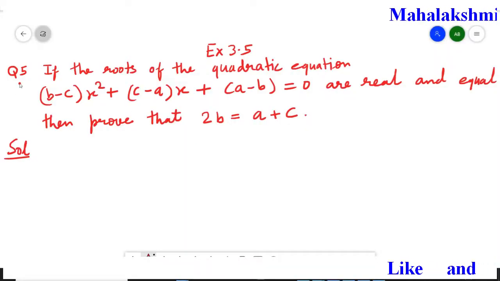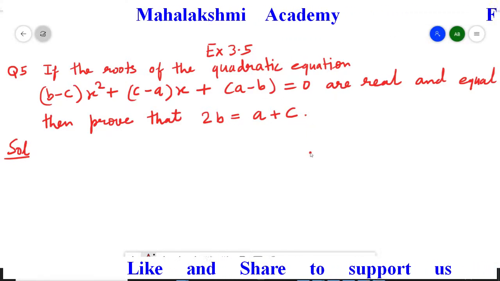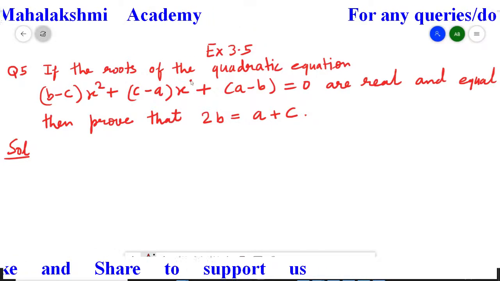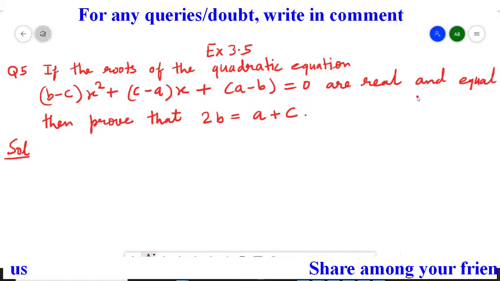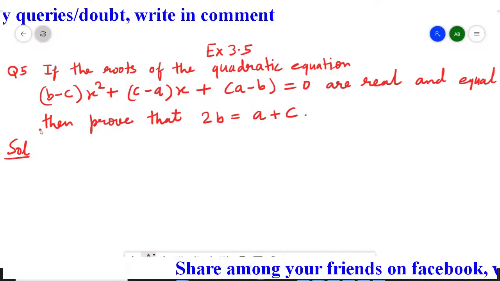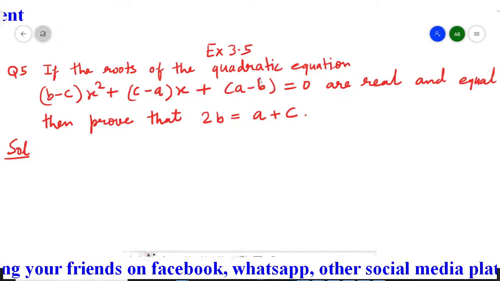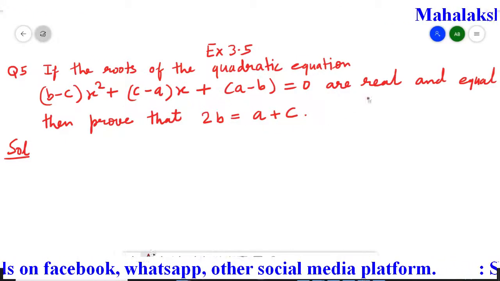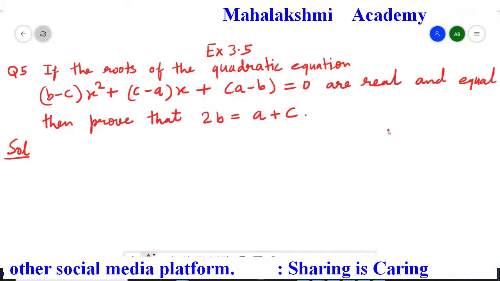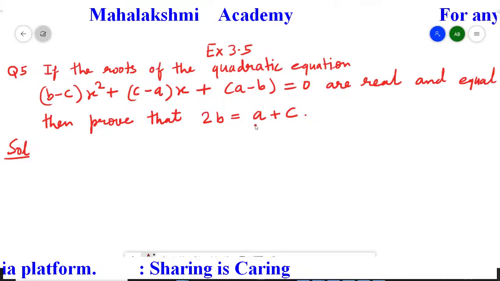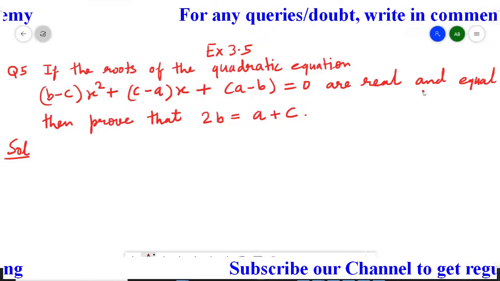Hello everyone, I am going to explain question number 5 from exercise 3.5. This question belongs to 10th class maths. If the roots of the quadratic equation given here are real and equal, then prove that 2b is equal to a plus c. So for this quadratic equation, the roots are given to be real and equal, and with the help of this condition we have to prove that 2b is equal to a plus c. So first we are going to find out the condition for real and equal roots.